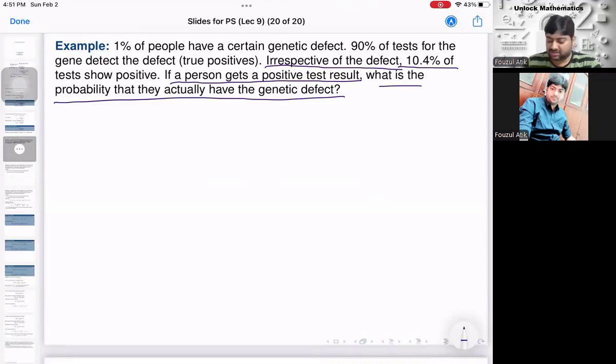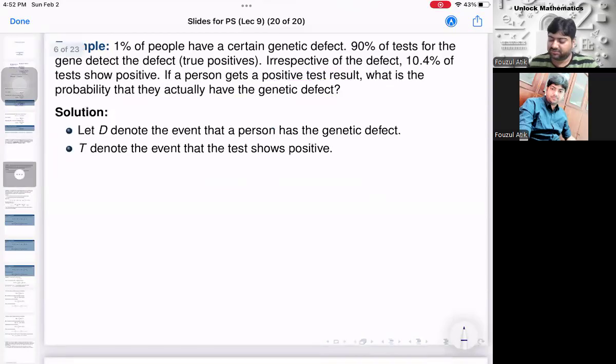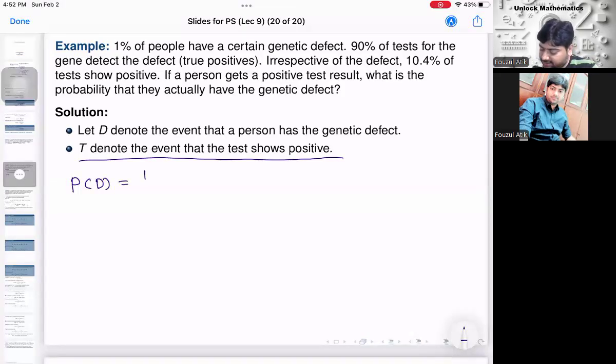So you see, let us denote some events with some letters. Let D denote the event that a person has the genetic defect, and T denote the event that the test shows positive. Then let us see what things are given. 1% of people have a certain genetic defect. What does it mean? It means that P of D is 1 by 100, which is 0.01.